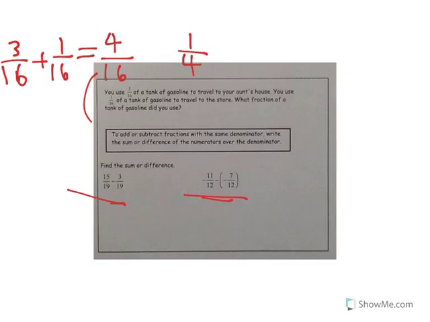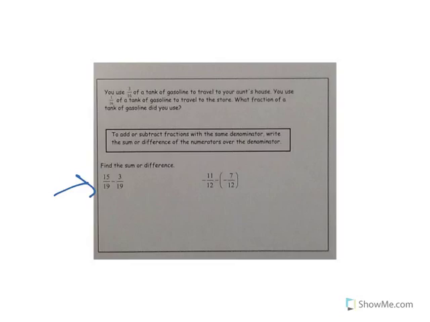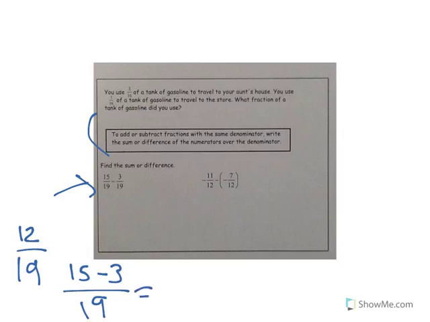So let's look at these other problems. Down here we've got 15 19ths minus 3 19ths. It's just going to be 15 minus 3, which is 12 19ths. Because the denominators are the same, we can just subtract. Let me read this to you. To add or subtract fractions with the same denominator, write the sum or difference of the numerators over the denominator. So that's 15 minus 3 over 19, and so it's just going to be 12 over 19.